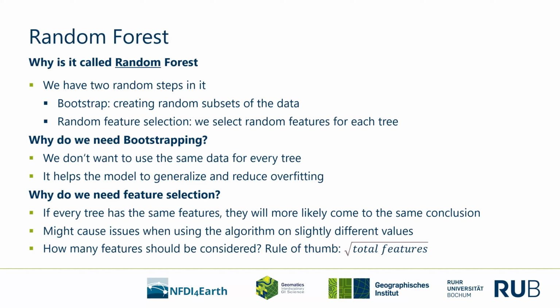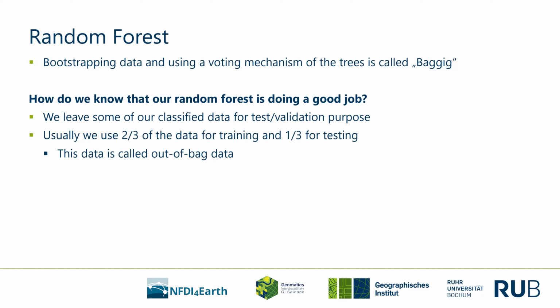For the same reason, we also perform feature selection. As the number of features per tree or dataset plays a role when programming the random forest, the question often arises about how many features there should be. The rule of thumb is that it should be about the square root of the total number of features. However, it is also worthwhile to try other values. By the way, bootstrapping the data and the voting mechanism of the trees is also called bagging.